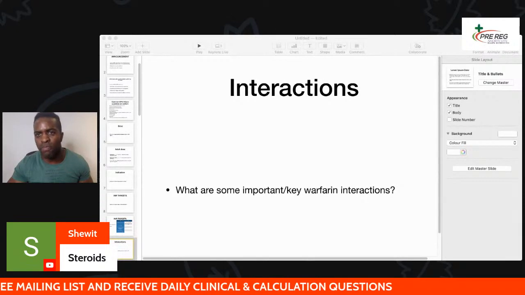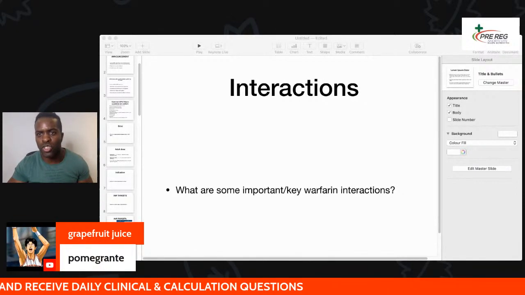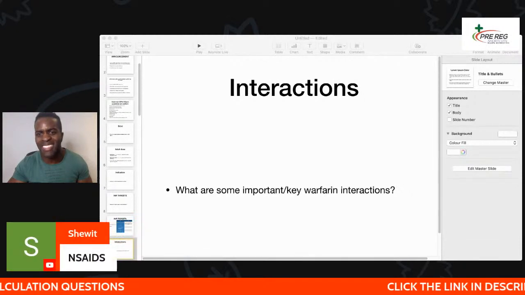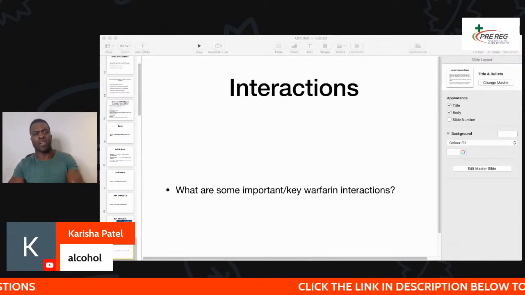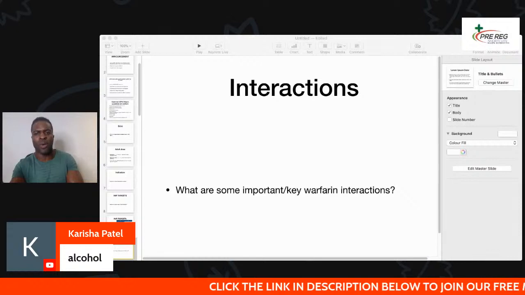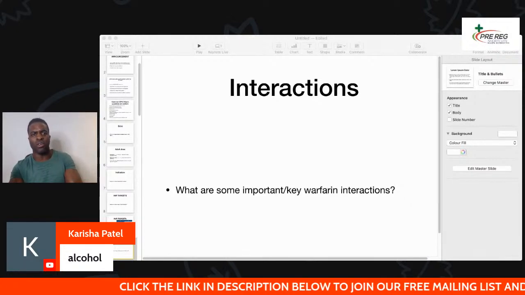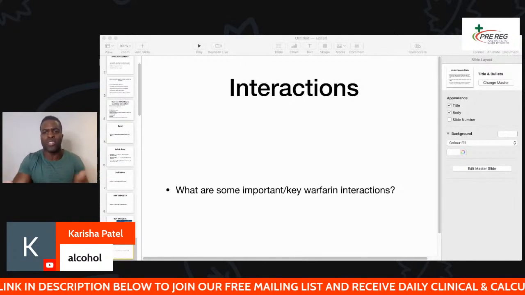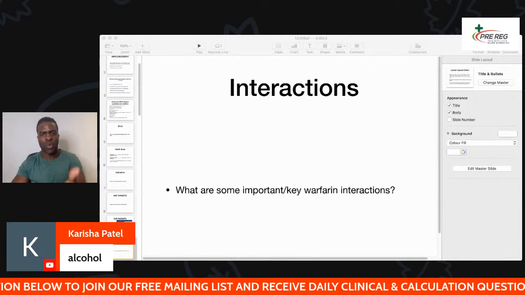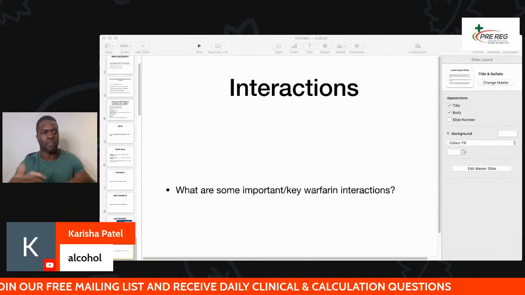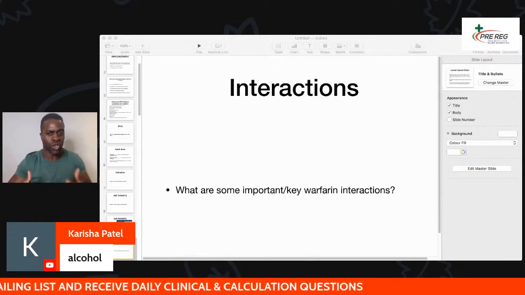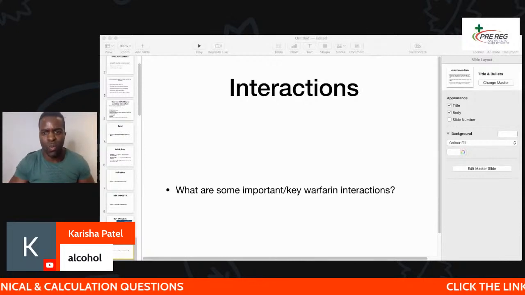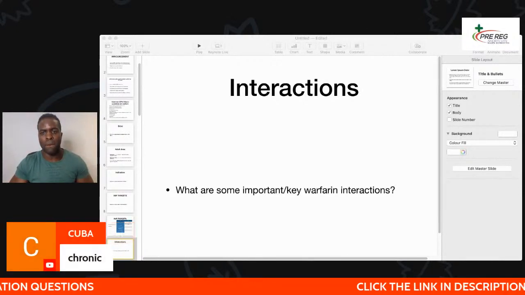I got steroids, grapefruit juice, pomegranate juice, good stuff. Carbamazepine, quinolones, all of this stuff, all correct. NSAIDs, alcohol. Now let me ask you a question, because someone has put alcohol. What type of alcohol are we talking about? Excessive alcohol? Is it just normal alcohol? What do we mean when we say alcohol? If someone asks that question in the pharmacy, can I drink at all? Can I even have a little bit of alcohol? What are you going to say to that person?